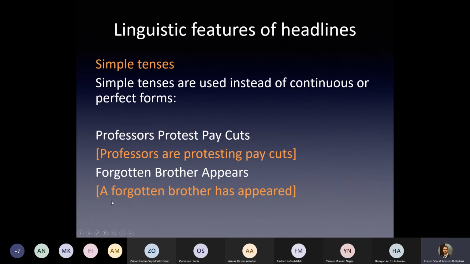And the other one, if you write it as a sentence in a text, it should be written this way: a forgotten brother has appeared. But they didn't write it that way in a headline. They just wrote forgotten brother appears. The article a is dropped, and the has and the ed. So it's written without those articles, and we'll learn that soon. They just use the nouns here and the verb appears.